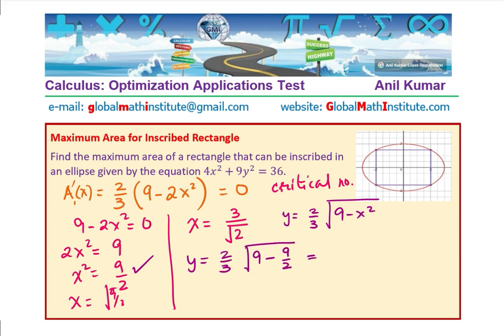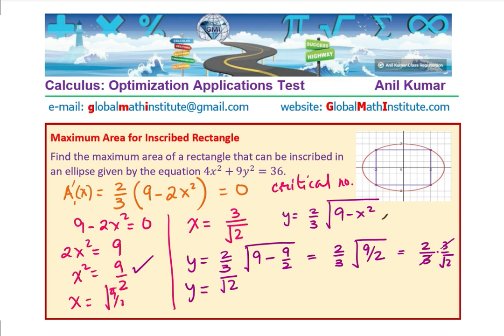So that means 2 over 3 times the square root of 9 by 2, right? If I do the square root, we get 2 over 3 times 3 over square root 2. The 3 and 3 cancel, and we get 2 divided by square root 2, which is square root 2. So we have the value of x as 3 over square root 2, and the value of y as square root 2. Perfect. And now what is the maximum area?